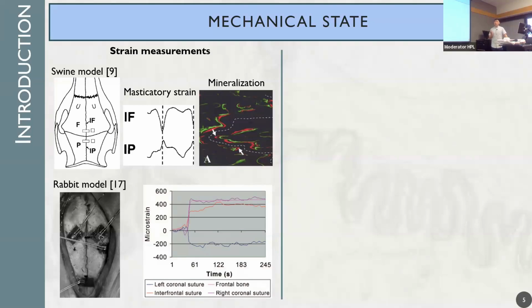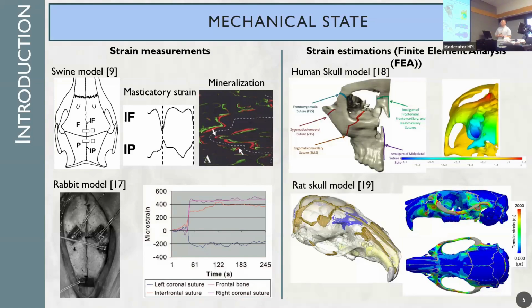But the downside of direct measurement is that a strain gauge gives strain across the suture at only a few selected points, not the real strain distribution. Other researchers developed computational models and estimated strain distribution along the suture and the bones surrounding them.